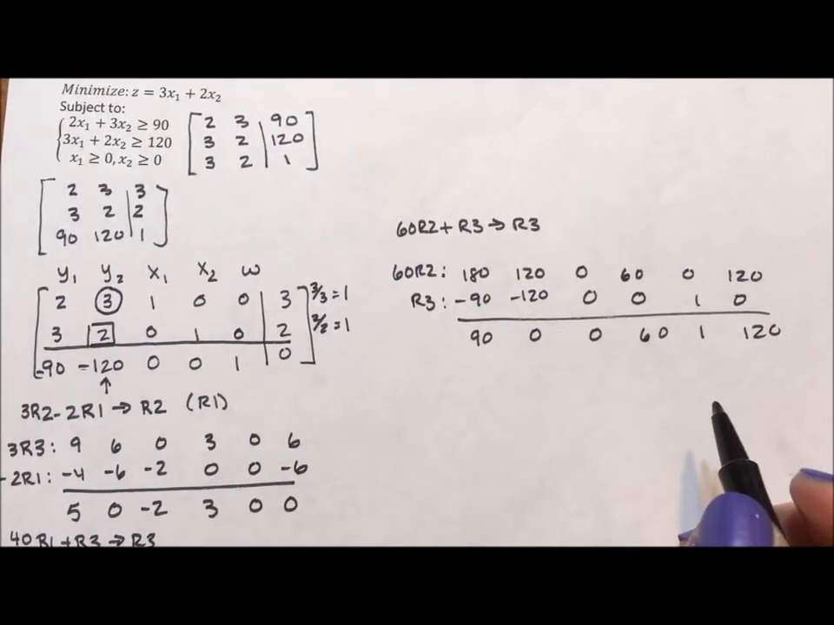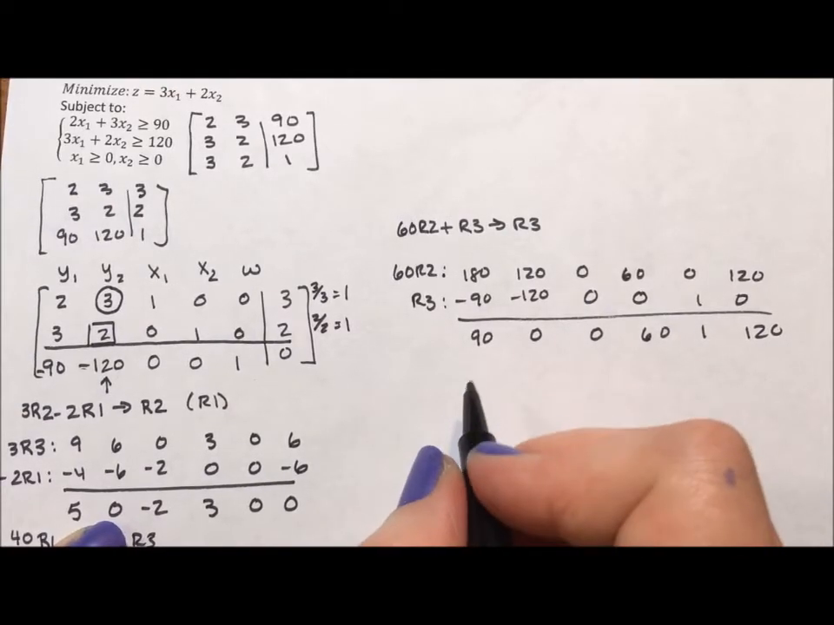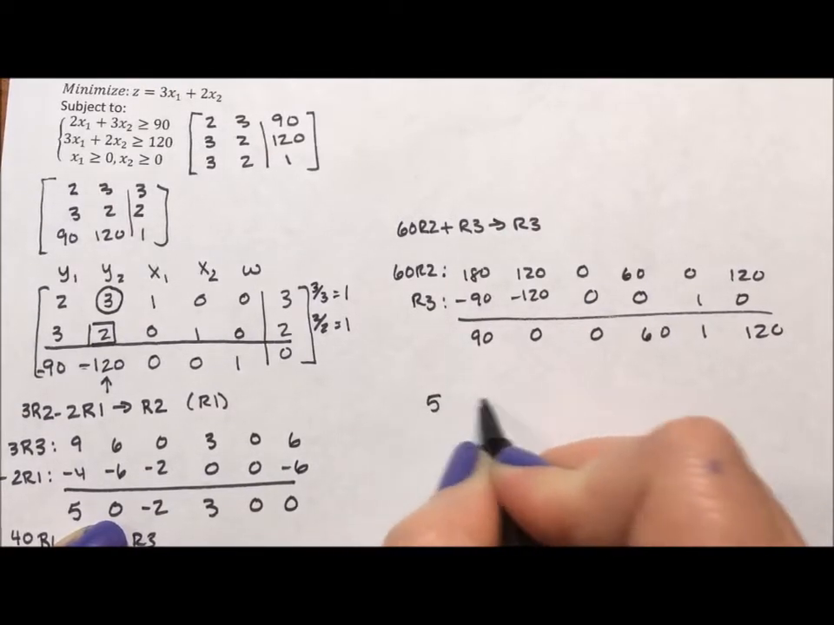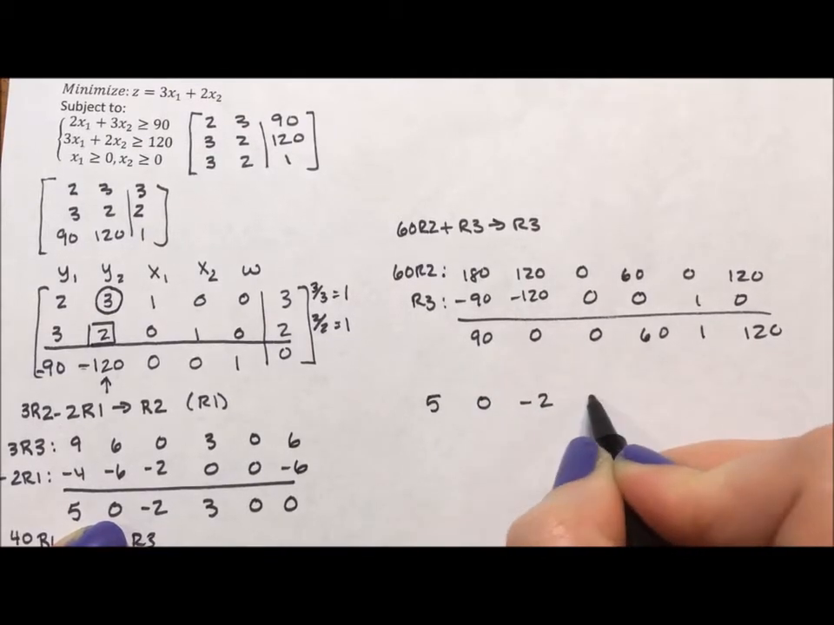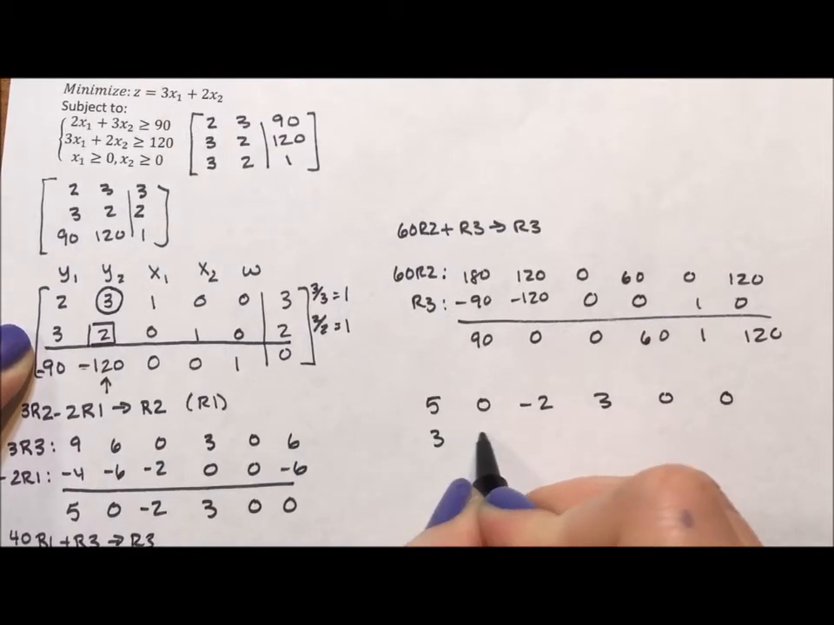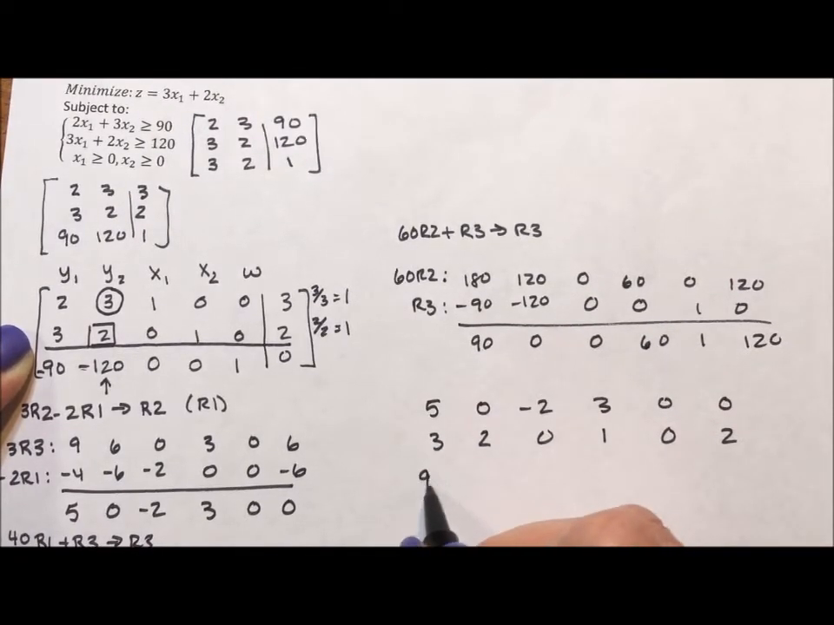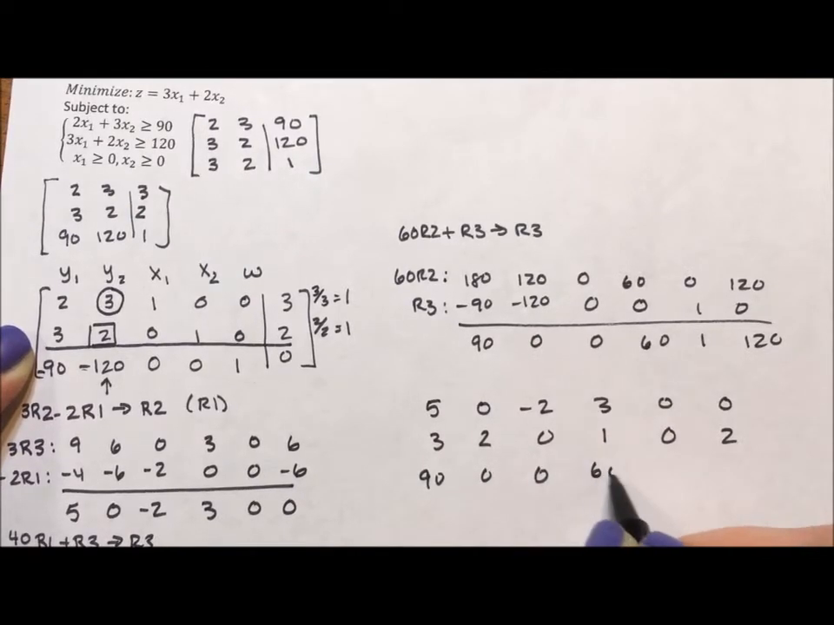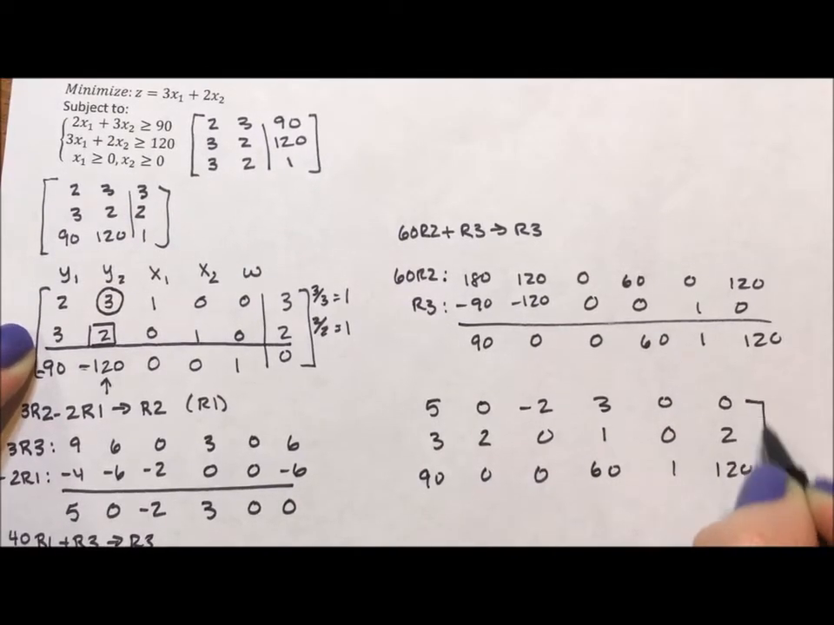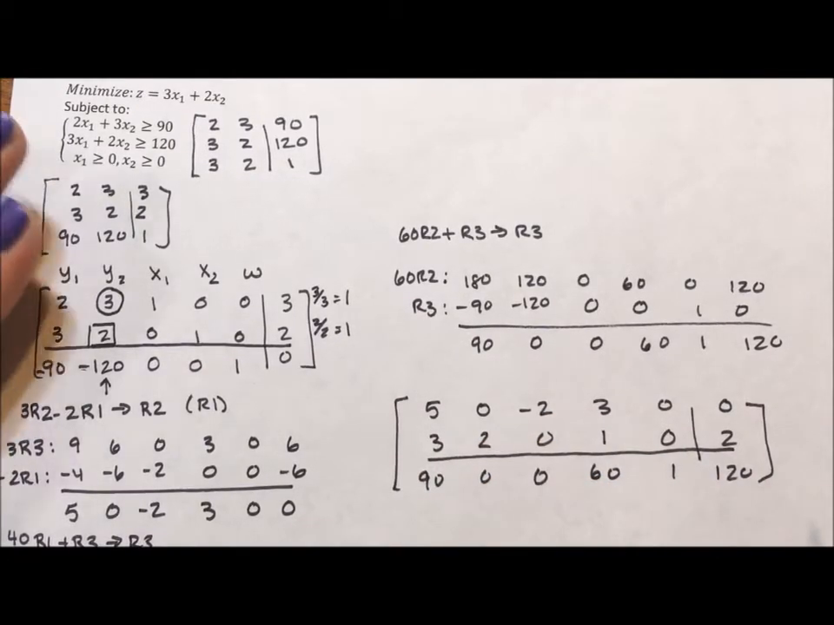So our first row is going to become this 5, 0, negative 2, 3, 0, 0. Our second row is going to stay the same, 3, 2, 0, 1, 0, 2. And our last row is going to become 90, 0, 0, 60, 1, 120. And if you look closely, you'll notice we don't have any negatives below the line.